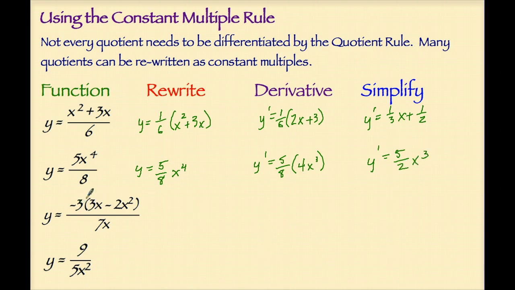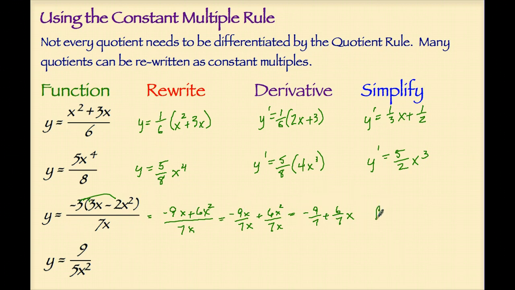In this function, I'm going to distribute first, and this will give us negative 9x plus 6x squared. Since the denominator is just a monomial, we can split this into two different fractions. Let's make this negative 9x over 7x plus 6x squared over 7x. We won't worry about the fact that we're continuing into the other columns. Then simplifying each of these fractions gives us negative 9/7 plus 6/7 x. That is the simplified form of the original function.